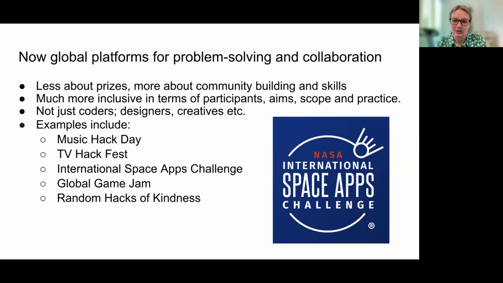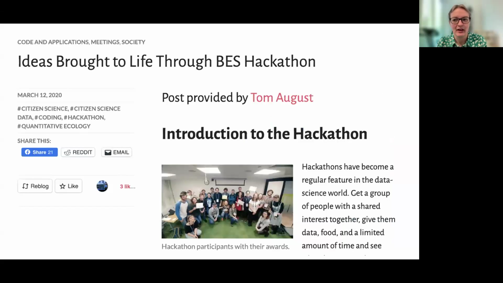Another really lovely one is Random Hacks of Kindness, which some of you may have got involved with in the past. They choose a different theme every time. I think one of the last ones was writing apps that would help people with dementia, so thinking about ways of using programming skills for the good of the world.